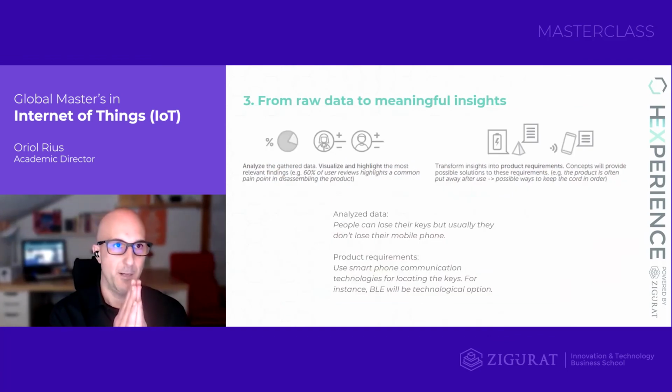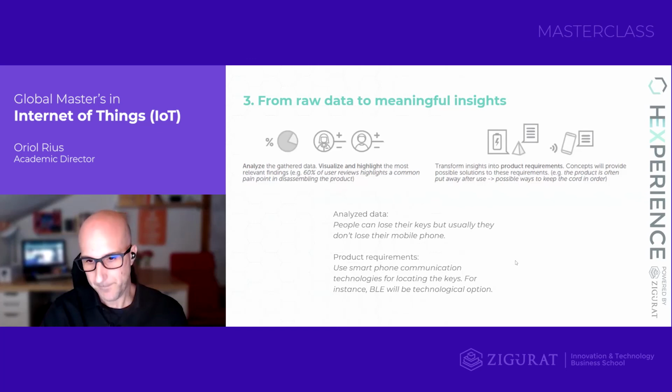At the end of this iteration, what you have to do is convert your raw data into meaningful insights. An example of that could be, as you can see here, analyzed data says people can lose their keys, but usually they don't lose their mobile phone. This is a hypothesis, something that we can learn, an insight that we can get by analyzing data. But what would be the product requirement of that insight that we can get with a proof of concept? It could be to use smartphone communication technologies for locating the keys. For instance, you can use Bluetooth Low Energy for locating your keys. This is something that you can do thanks to the process.